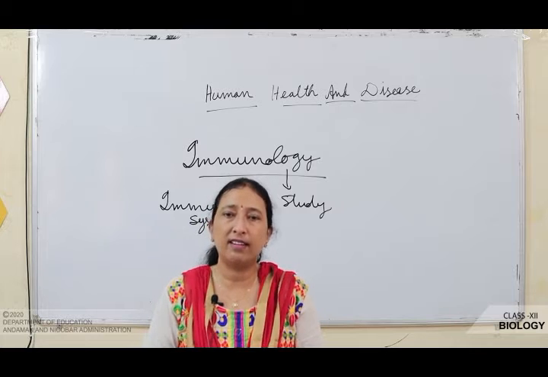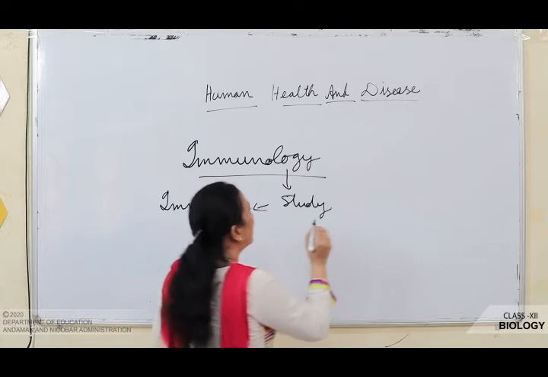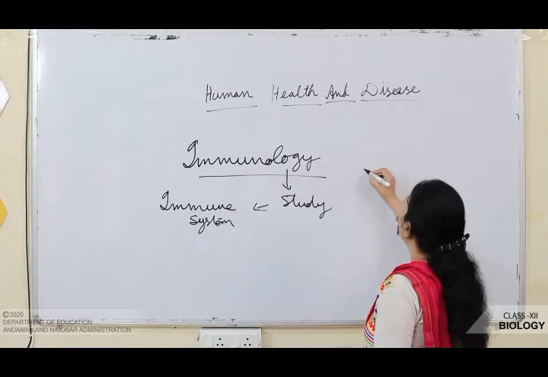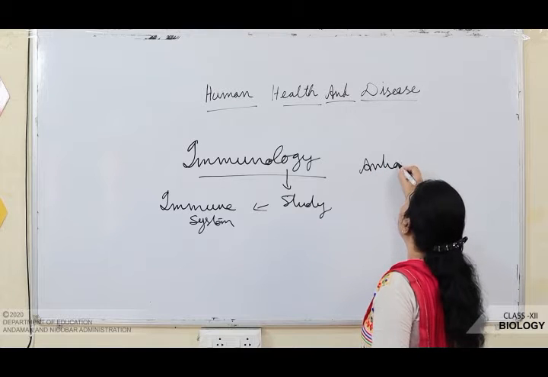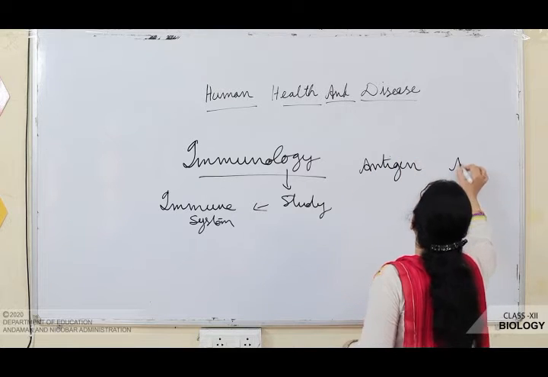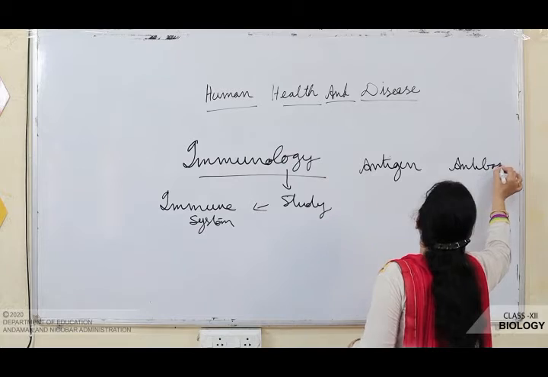So what is that? The antigen. The main things in the immune system are antigen and antibody.